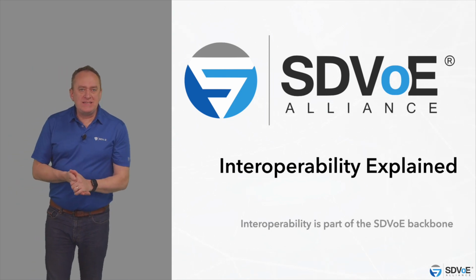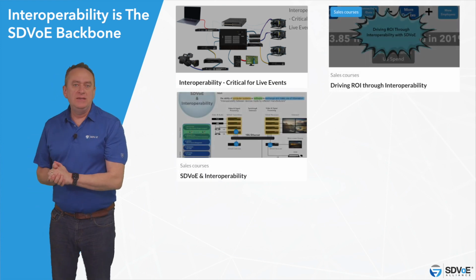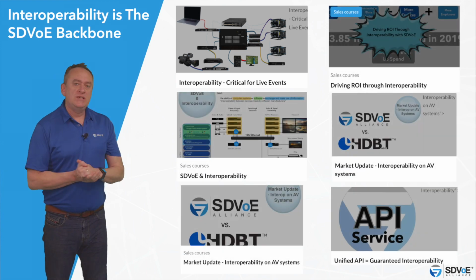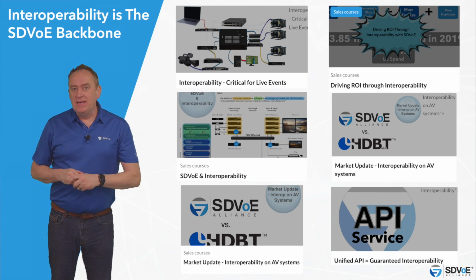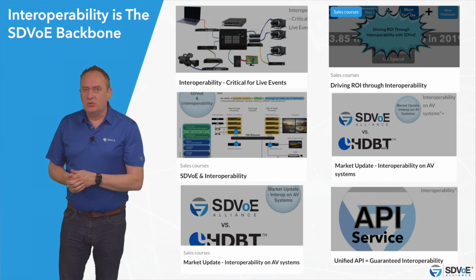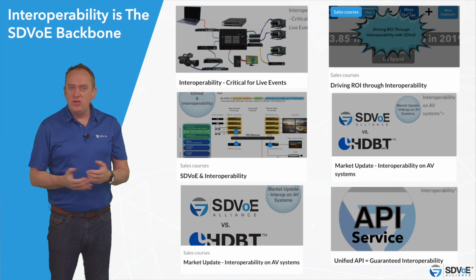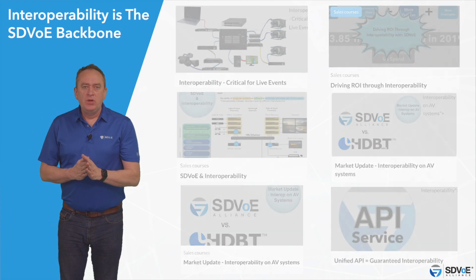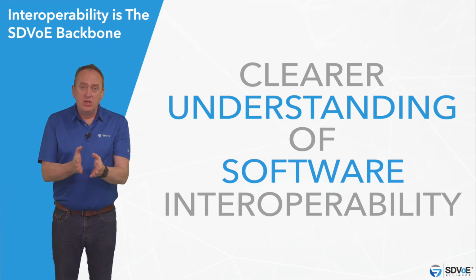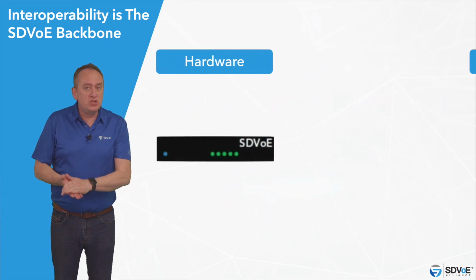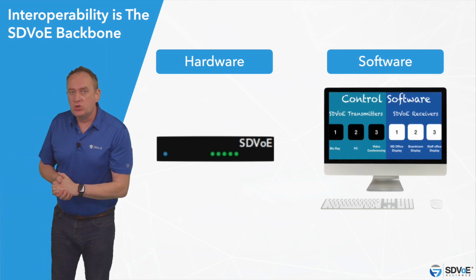Interoperability is part of the SDVoE backbone, and we have a number of courses here on the SDVoE Academy to explain why. Sales courses like Driving ROI through Interoperability and SDVoE and Interoperability, as well as design courses like Unified API equals Guaranteed Operability, just to name a few. This course will give you a clearer understanding of software interoperability, with a focus on the interaction between hardware and software that makes interoperability work. Or not.